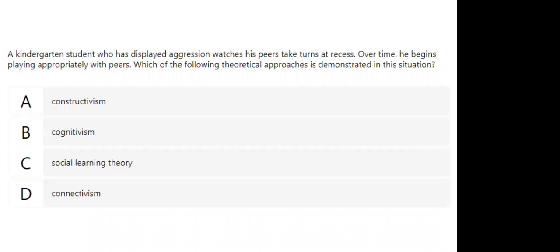A kindergarten student who has displayed aggression watches his peers take turns at recess. Over time, he begins playing appropriately with his peers. Good for him. Which of the following theoretical approaches is demonstrated in this situation? So that means we have to be familiar with these: constructivism, cognitivism, social learning theory, or connectivism.